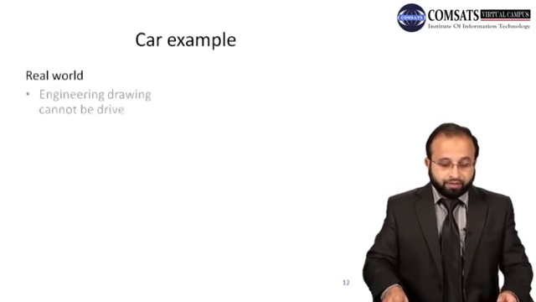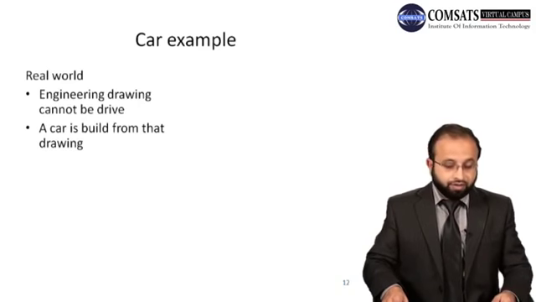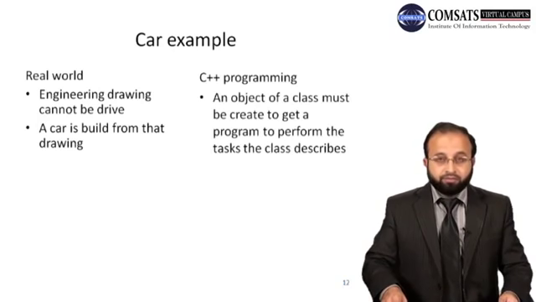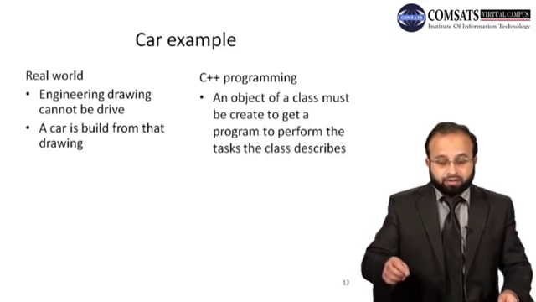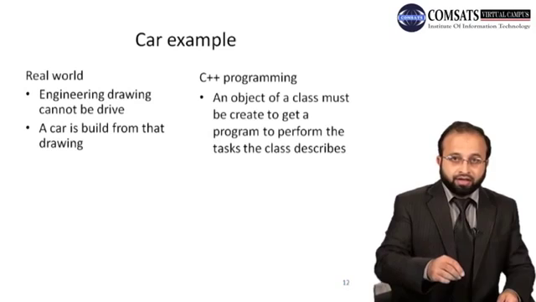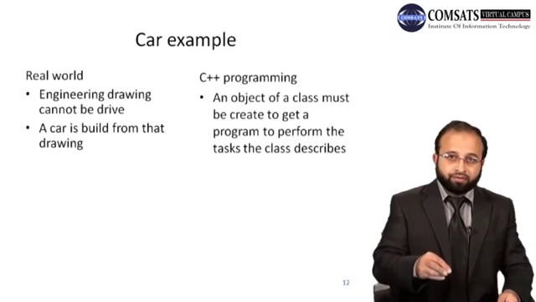So in the real world, an engineering drawing cannot be driven, but a car built from that drawing can be driven, right? You can build a car from that drawing and you can drive that car. Now in C++ programming, an object of a class must be created to get a program to perform the tasks the class describes. So you have the engineering drawing, and you create a car from that engineering drawing, right?